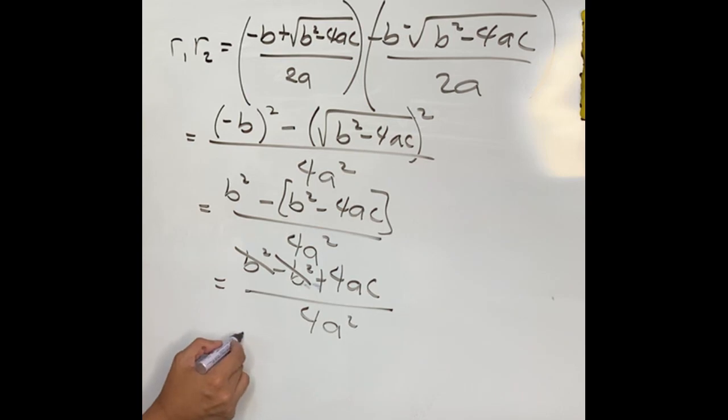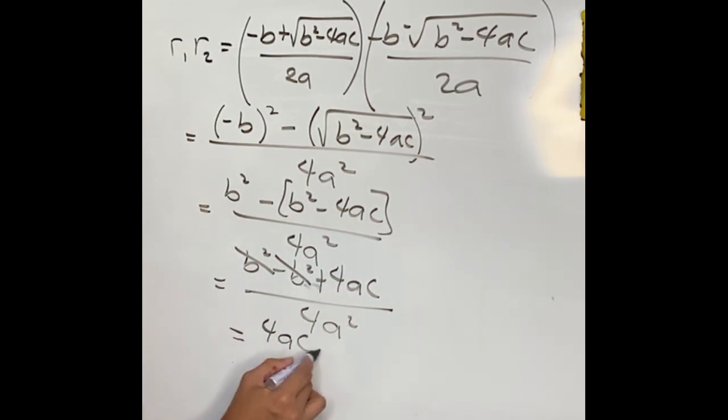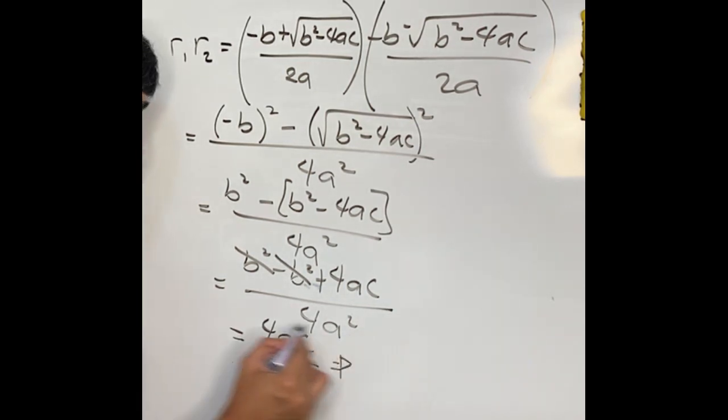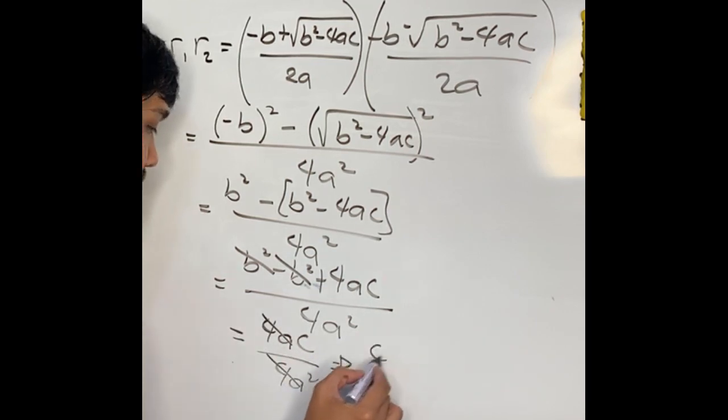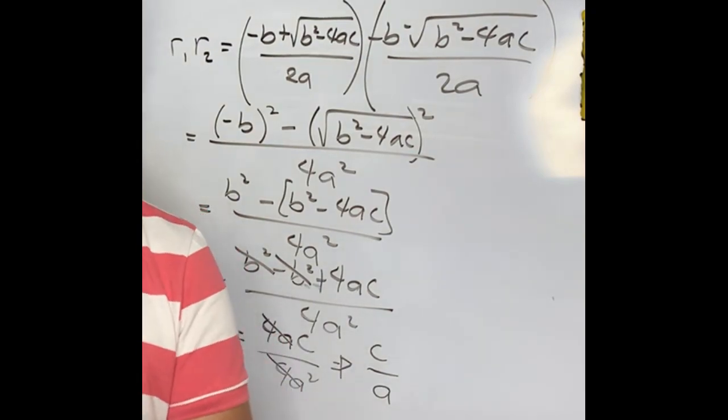b squared minus b squared is 0. 4ac all over 4a squared will give you c over a. Therefore, the product of the roots r sub 1 times r sub 2 is c over a.